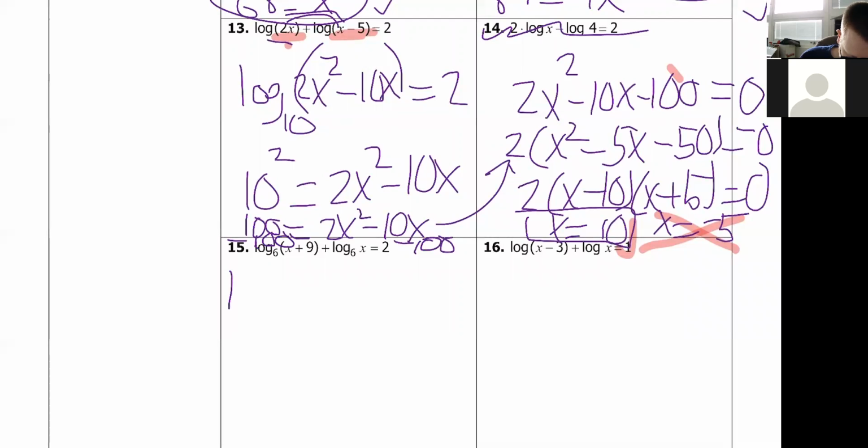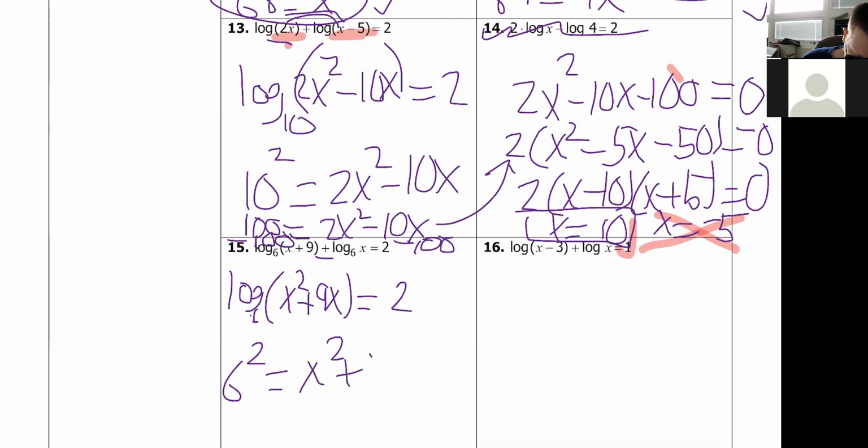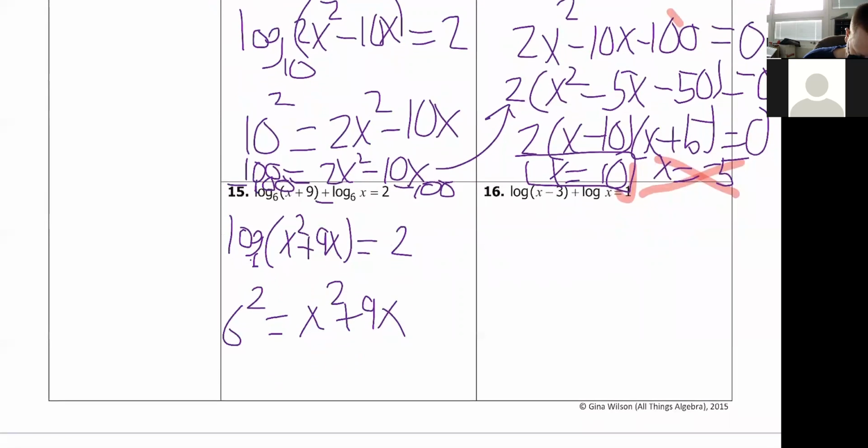So we want to combine or condense our logarithms. So remember, a plus sign, you can multiply these together. So if you distribute that x, you'd have x squared plus 9x. Just forgot my base. So we really have 6 squared equals this x squared plus 9x. That's really 36.